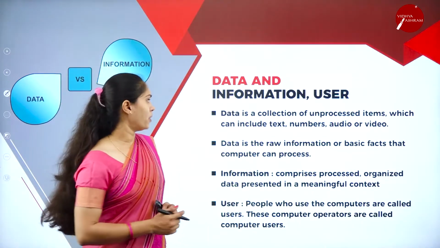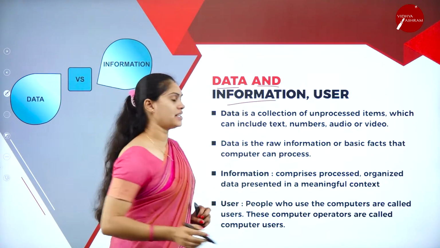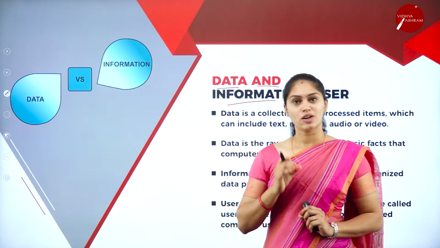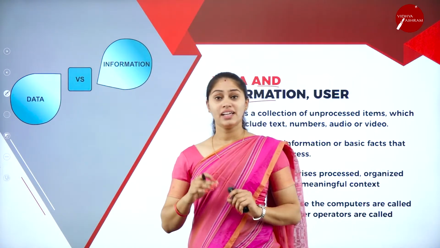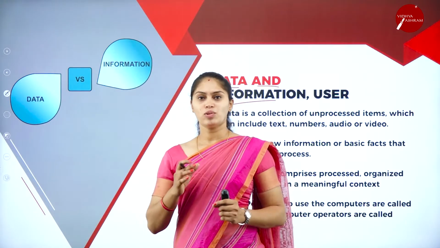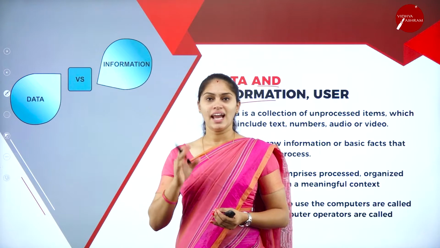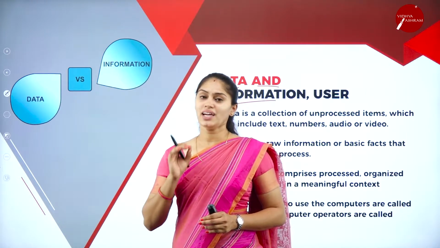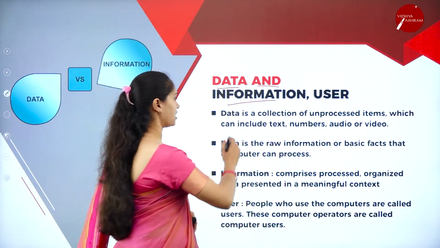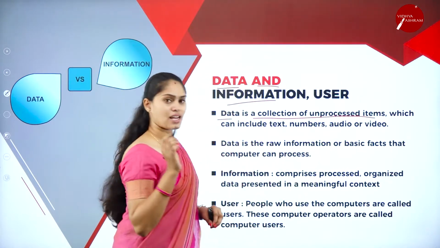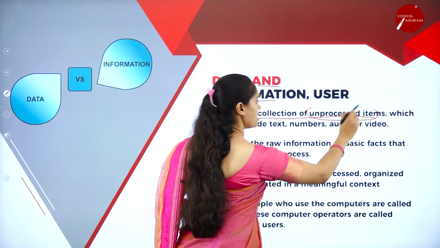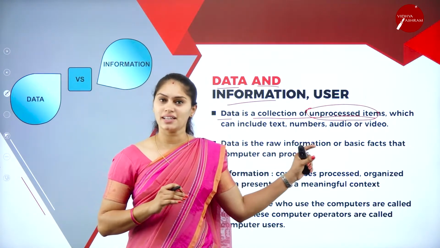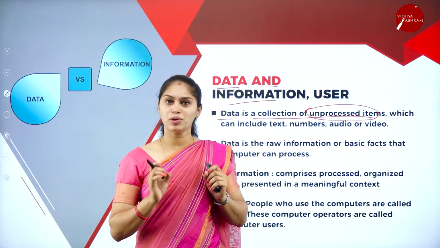So then what is the next component? That is data, information, and then user. Then what is this data? Data is nothing but raw facts or raw elements that need to be processed. And what could data be? It could be anything. It can be image, text, numbers, video, audio, anything. Data is a collection of unprocessed items that need to be processed in order to get information. So data are unprocessed facts or unprocessed items.